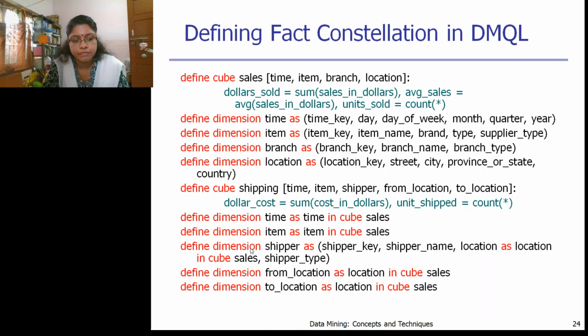And here also, define dimension shipper as shipper key, shipper name, location as location in cube sales, shipper type. That is, the location in the data cube sales is the same as the location that we need to ship our product to. And also define dimension from location as location in cube sales, and define dimension to location as location in cube sales. So this is about the fact constellation in DMQL.